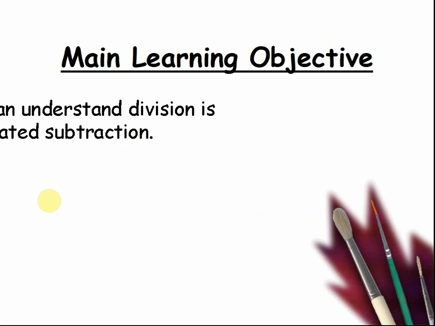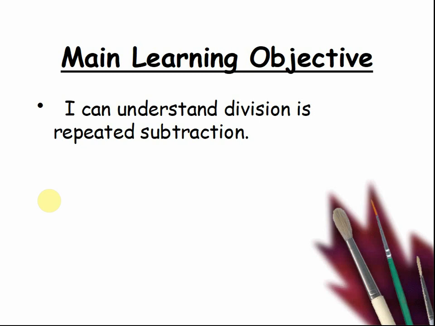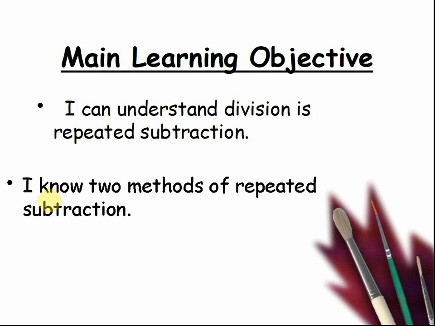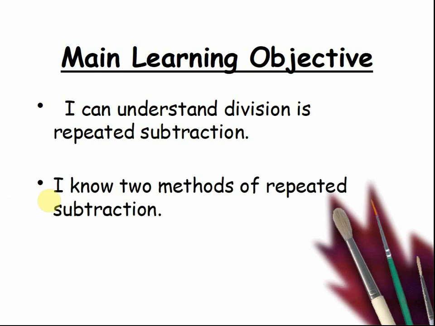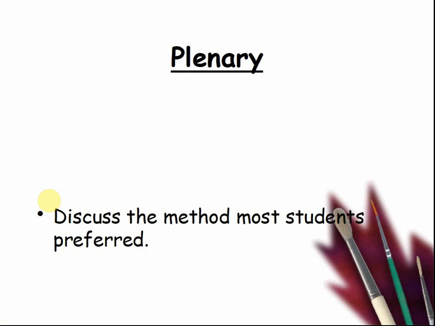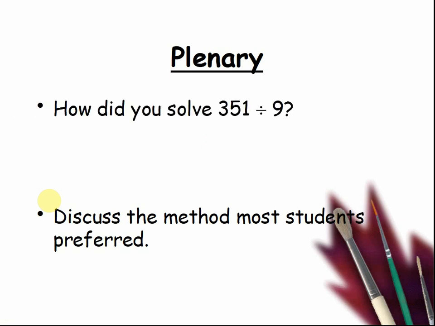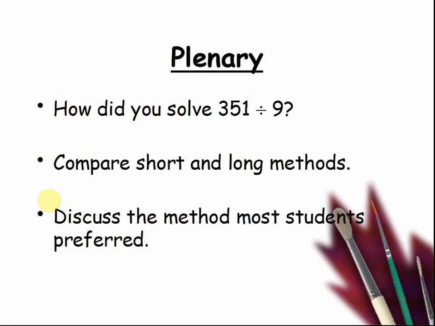Main learning objective. I can understand division is repeated subtraction. I know 2 methods of repeated subtraction. How did you solve 351 divided by 9? Compare short and long methods and discuss the method most students preferred. Pause the video and discuss.